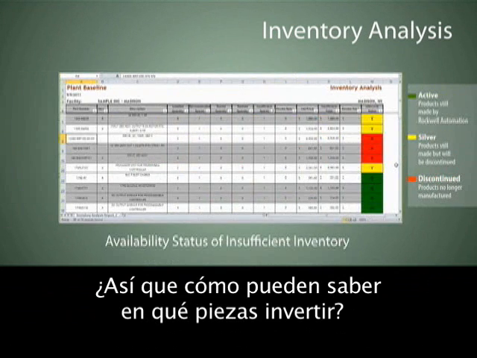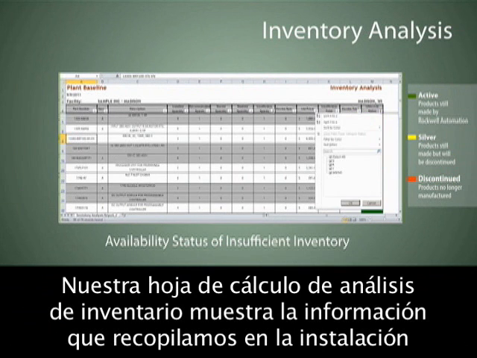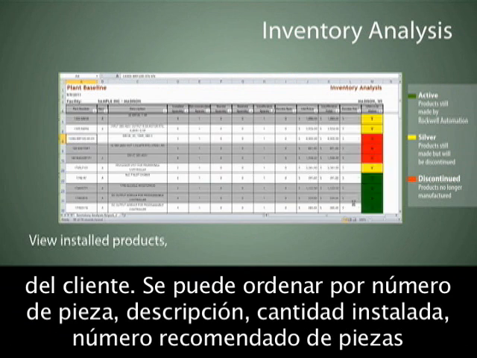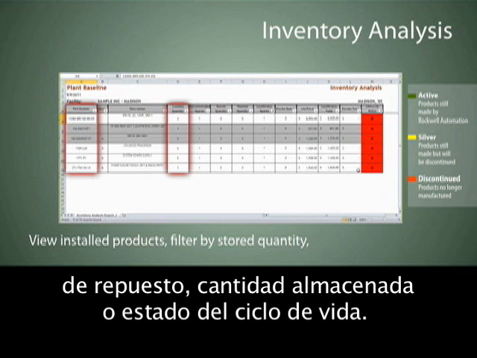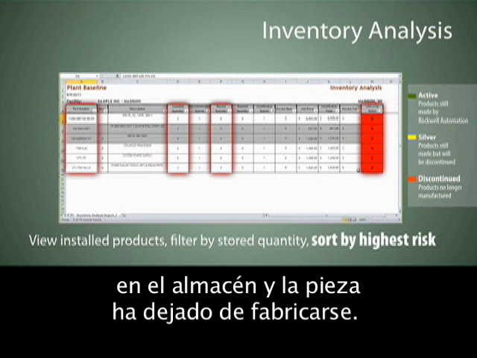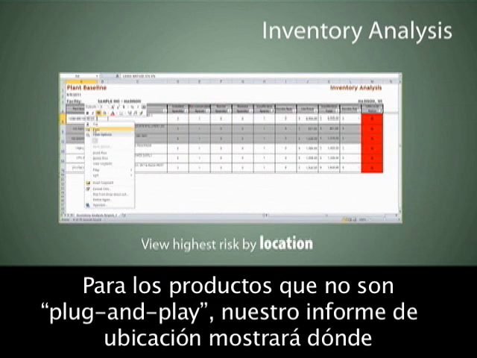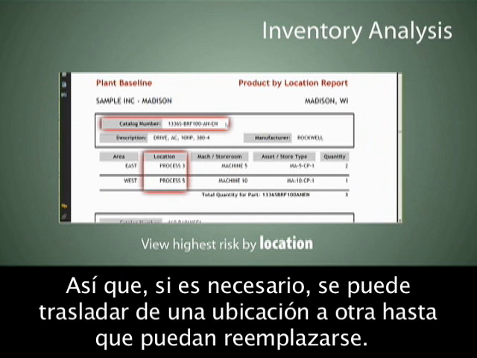So how do they know which parts to invest in? Our inventory analysis spreadsheet shows the information we collected in this customer's facility. It can be sorted by part number, description, installed quantity, recommended number of spares, stored quantity, or life cycle status. This helps determine the highest risk parts: those installed in the facility with no spares in the storeroom, where the part has been discontinued. For products that are not plug and play, our location report will show where these parts are throughout the facility, so if necessary, they can be migrated from one location to another until they can be replaced.